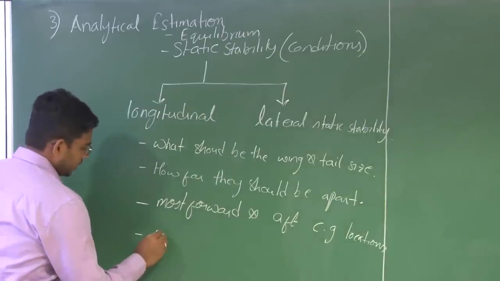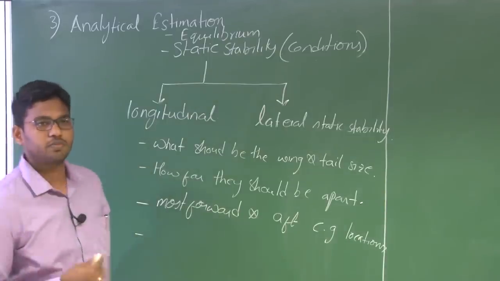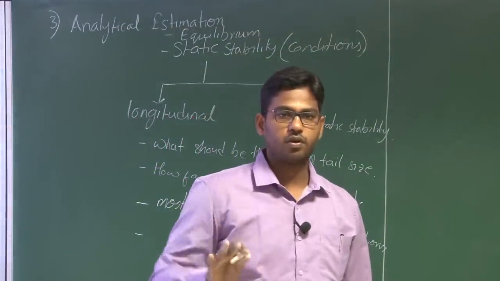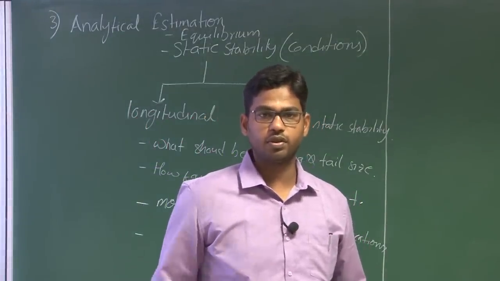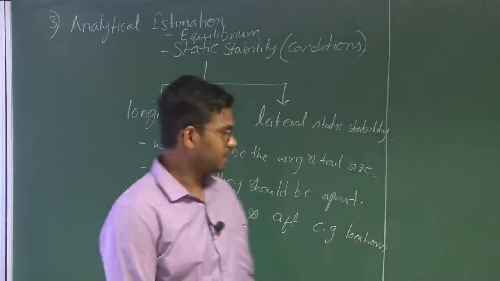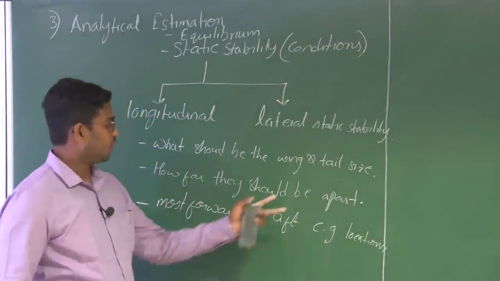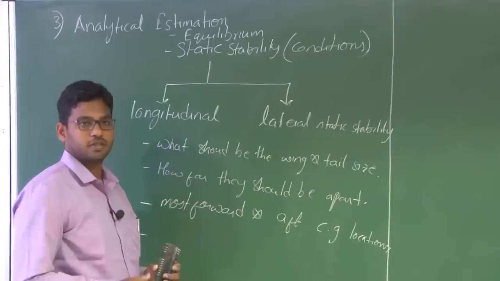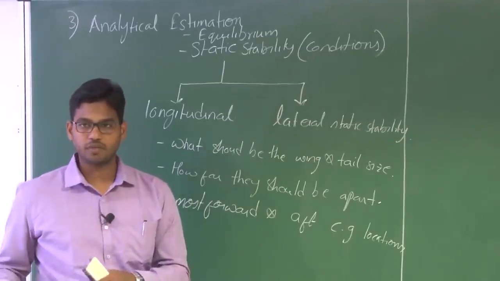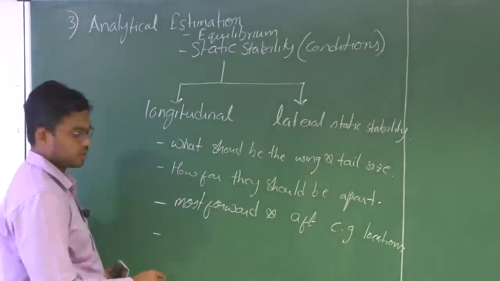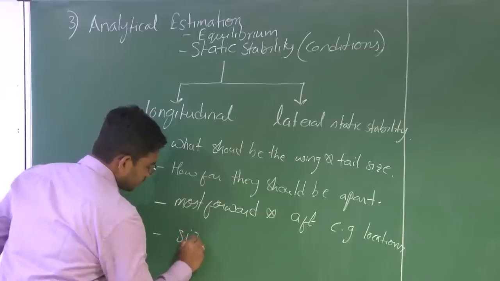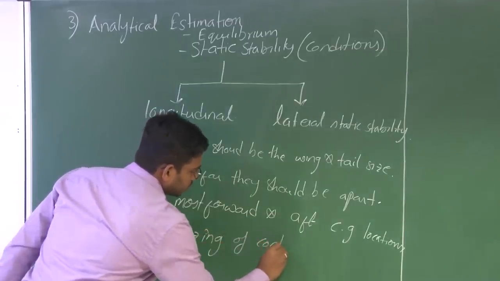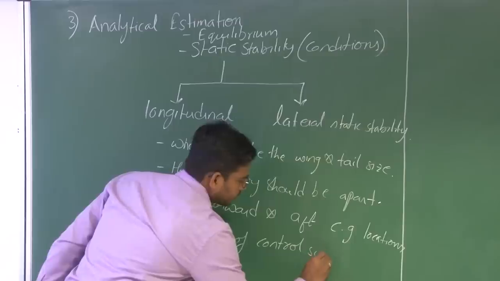And we'll also look at how big your elevator or the control surface should be. If you want to control your aircraft, how big should your elevator be? Does that sizing involve the distance between wing and tail, or does the CG play any role in the sizing of this elevator? We'll address these questions while performing this sizing of the control surface.